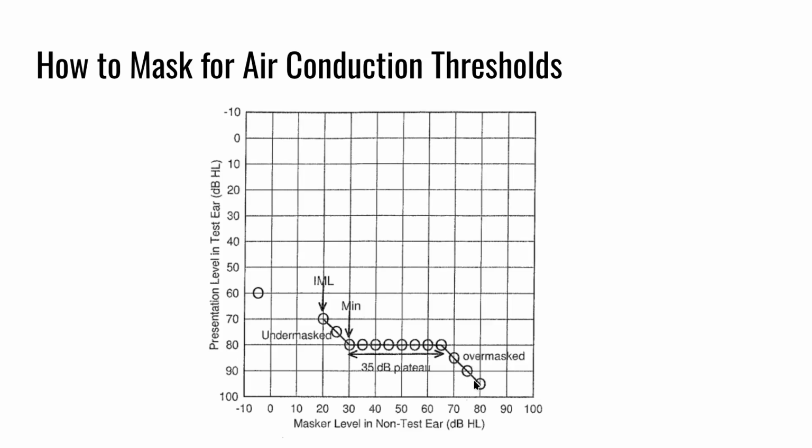So now that's your area of overmasking. So we've got undermasking at the initial masking level up until the minimum masking level of the plateau. Then we have the final masking level of the plateau, and above that we have overmasking.